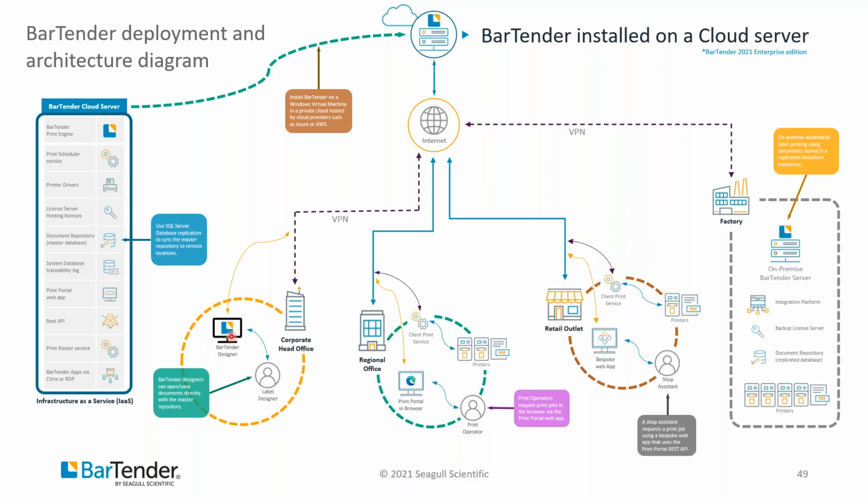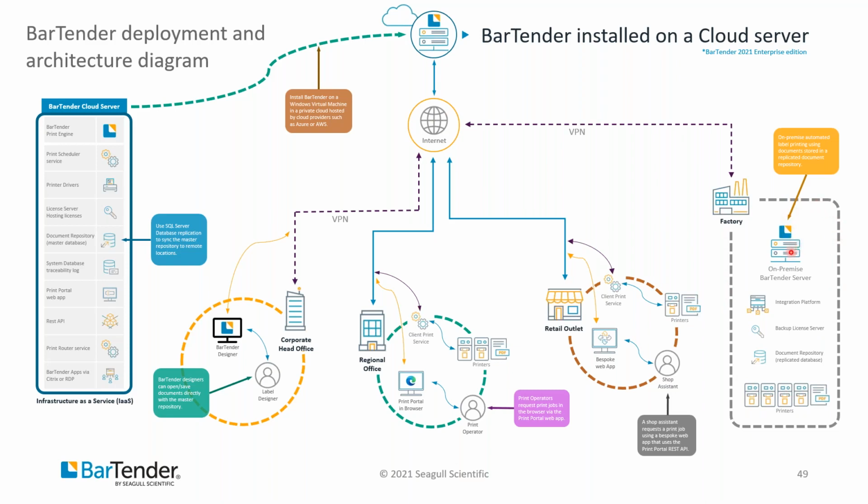But also when they design the document and they want it to be a managed document, they can store that document up in the cloud server in the master document repository. However, to do this, they would typically need a VPN connection to satisfy the security requirements. Over here to the right, we have a factory.